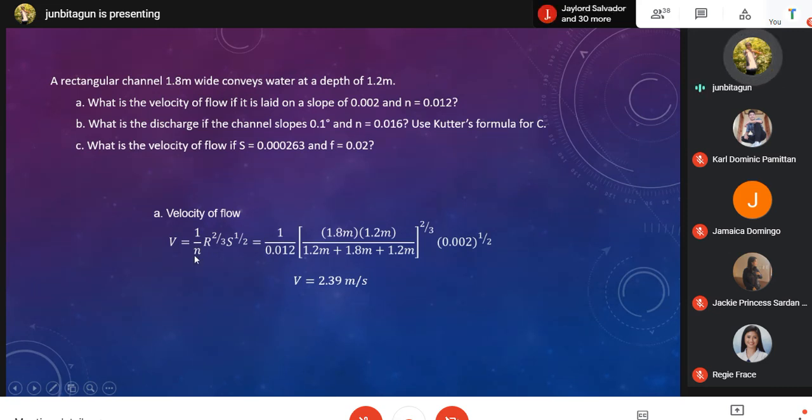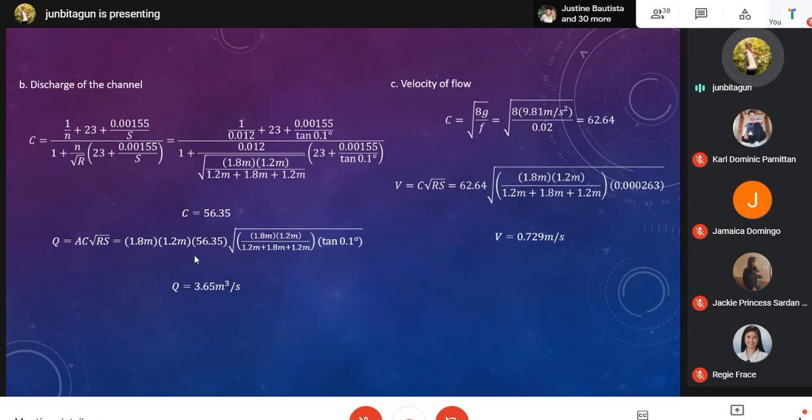How about yung discharge if the channel may slope siya na 0.1 degrees? Take note pag 0.1 degrees yan, that's not the actual slope. Degree pa lang yan, okay? So hanapin natin what if a degree is given for us. Pag degree yung binigay guys, instead of applying 0.1 as the value, kunin nyo na lang yung tangent of 0.1. Okay? So ano ba yung tangent, di ba? That's the ratio between the rise over the run. Kapag angle yung binigay guys, just place your S as tangent of 0.1.